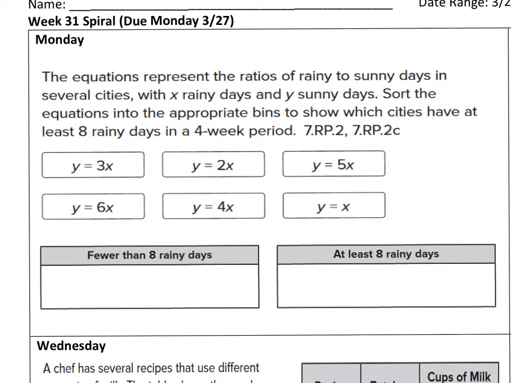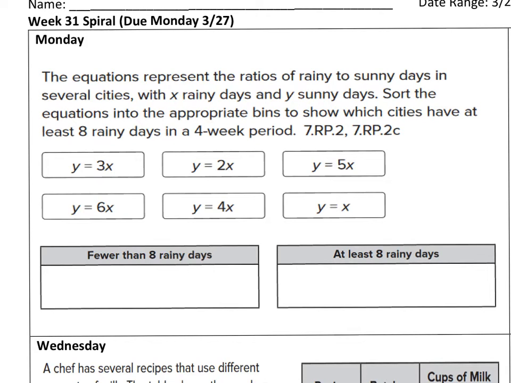For Monday, the equations represent the ratios of rainy to sunny days in several cities, with X rainy days and Y sunny days. Sort the equations into the appropriate bins to show which cities have at least 8 rainy days in a 4-week period. We are provided with 6 equations: y equals 3x, y equals 2x, y equals 5x, y equals 6x, y equals 4x, and y equals x.